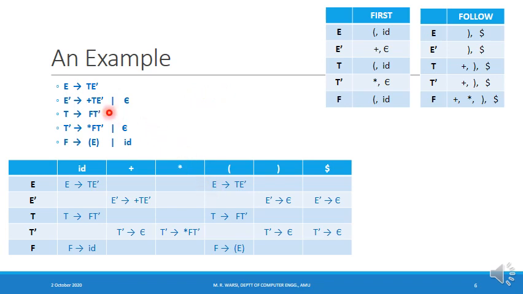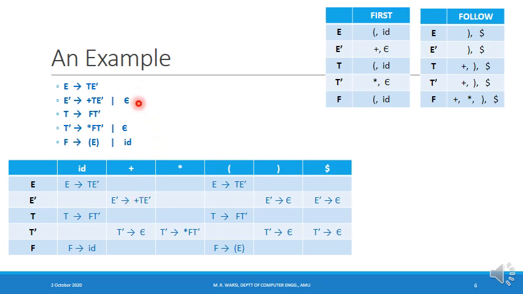Let's now move over to the next production, E dash derives plus TE dash. Where will I add it? I'll add it at the location first of plus TE dash. First of plus TE dash will contain plus. So this production has been added at the location E dash comma plus.